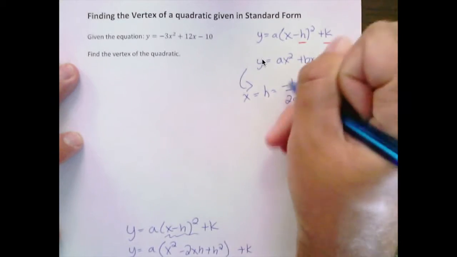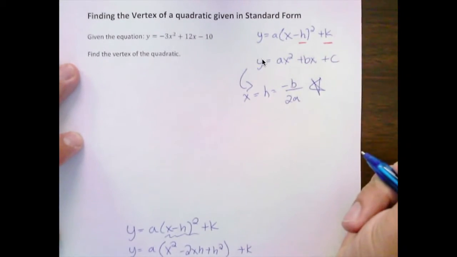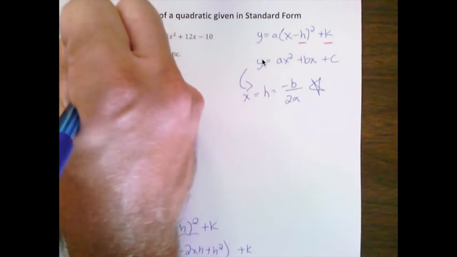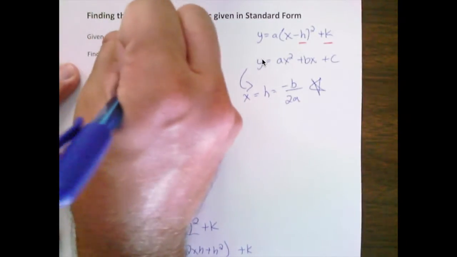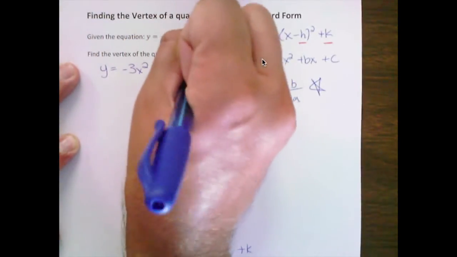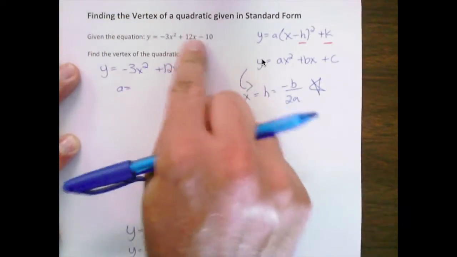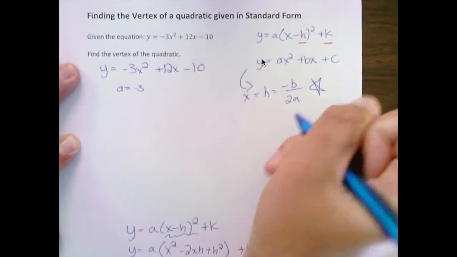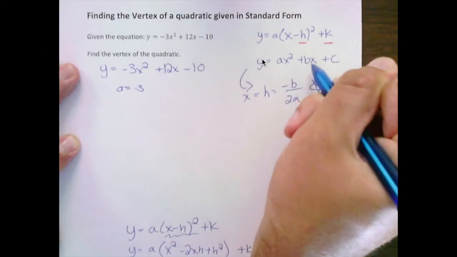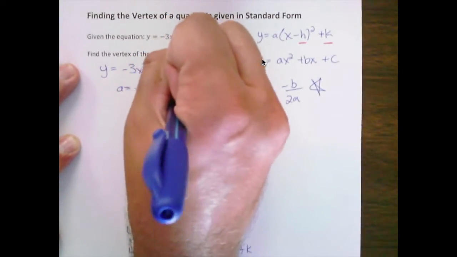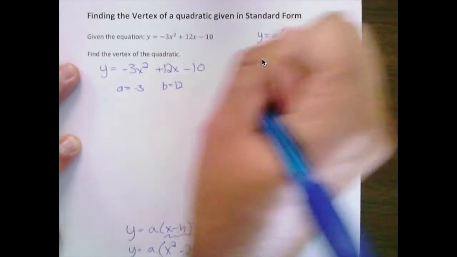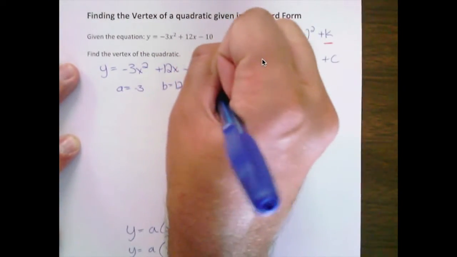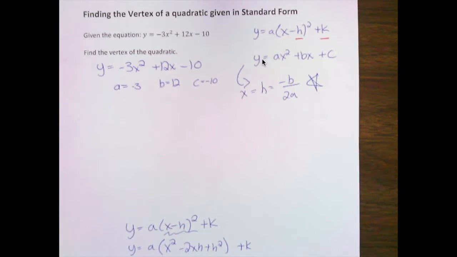So in order to do this, I need to know what's going on with a and b. And it also doesn't hurt to know what c is. So when I'm dealing with negative 3x squared plus 12x minus 10, whatever is in front of the x squared is a. So a is negative 3. Whatever is in front of the x value is b. So b is 12. And our last and final piece in the back, that is c. So c is negative 10. So I know a is negative 3, b is 12, and c is negative 10.